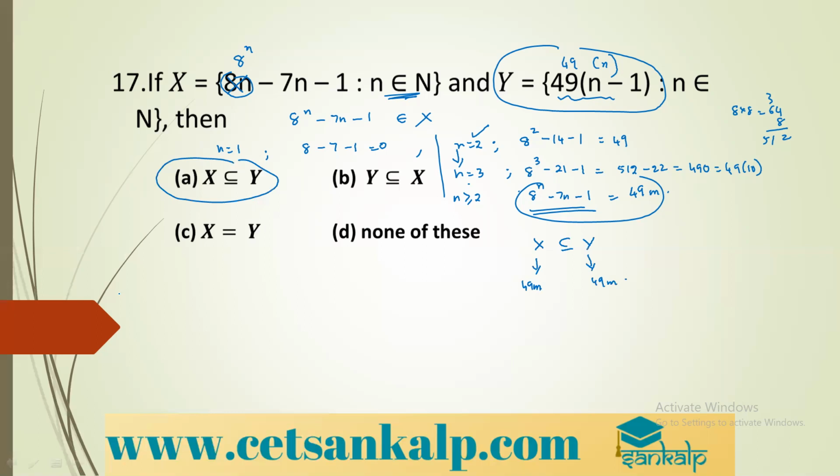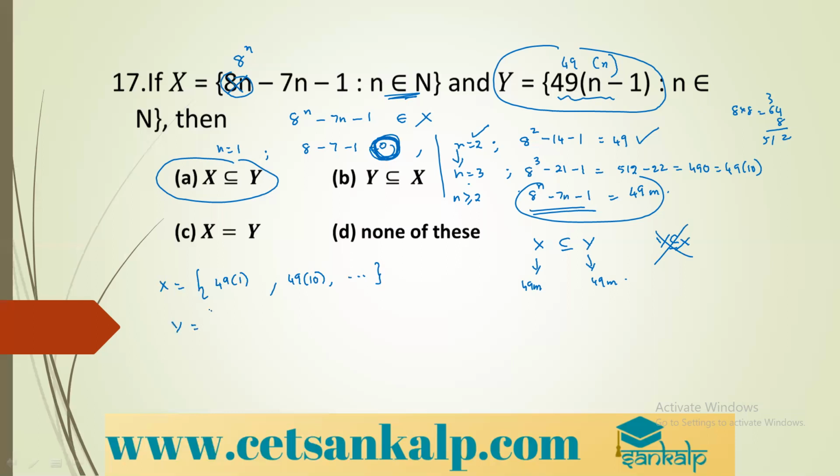Do you know why I did not take Y is a subset of X? Why did I take X is a subset of Y? Because in the set X, you have 49 into 1. Of course, the first answer 0, I'm not counting. I'm counting 49 into 1. And then next, what did we get here? 49 into 10. So like this elements are there.